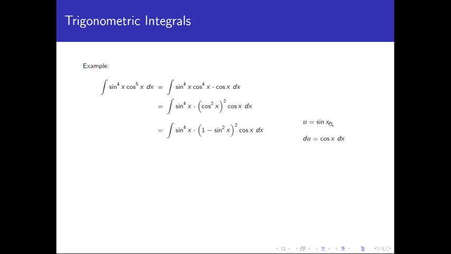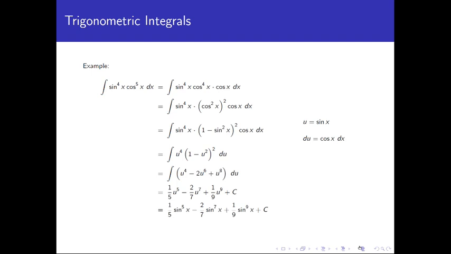Let u equal sine x, our du is cosine x dx. Here's du. I can put a u in here. I can put a u in here. All references to x go away. So I get u to the fourth times (1 minus u squared) squared du. I can FOIL out the (1 minus u squared) squared piece and distribute the u to the fourth through. Now I've just got a polynomial to integrate. That's easy to integrate. And then at the final step here, put back in what u is equal to.